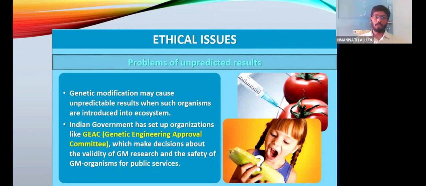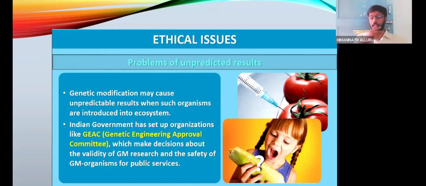All over the world, we see very few genetically modified organisms. Why? Because we have to address various validity and safety concerns. What will happen if it is introduced? Will it become a threat to any other organism?